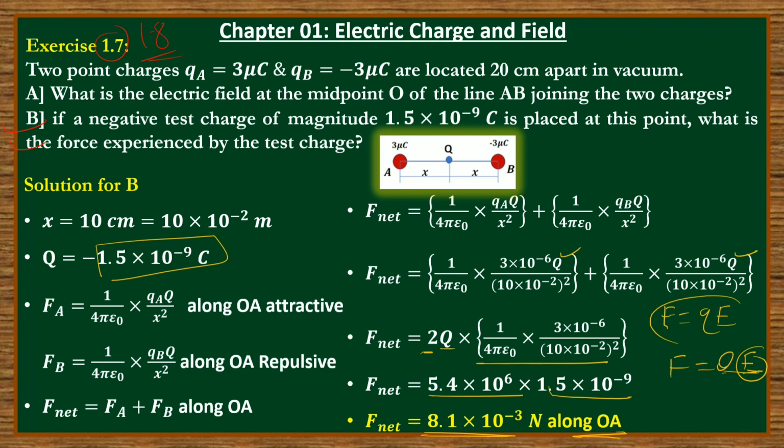Understood? Direction of the force is towards A or net force and direction of net electric field is towards B. This is the electric field and this is the force because this charge is a negative charge. Okay, so in this way we have to solve this question. So by mistake I have written 1.7 but it is 1.8. Okay, no problem in this.